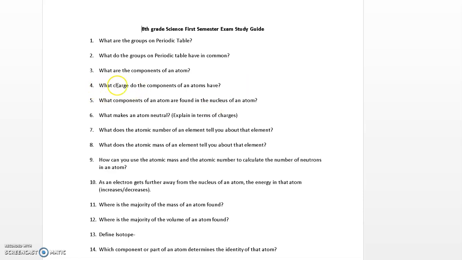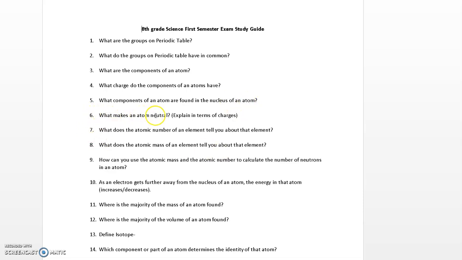Number 4, what charge do the components of atoms have? The protons will have a positive charge. The neutrons have a neutral charge. Electrons have a negative charge. Number 5, what components of an atom are found in the nucleus? I just said that. In the nucleus of an atom, you have 2 of the 3 components. That is, the protons and the neutrons.